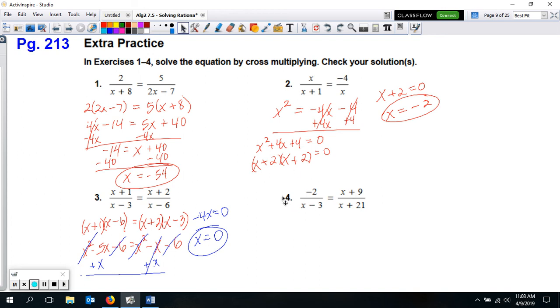Number 4, again, cross multiply. So start with multiplying the negative 2 times the x plus 21. We'll use the distributive property there. And then these two binomials, we'll have to use FOIL to multiply these two. So I distribute this into here.